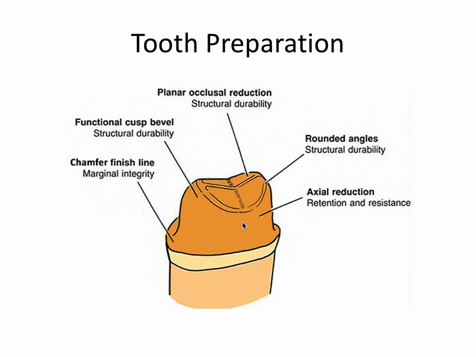The functional cusp bevel we just talked about, taking away a little bit extra tooth structure here, allows the crown material to be appropriately thick in an area that will be under the most occlusal function. The chamfer finish line is a type of margin. We'll talk about this later. And the axial reduction or axial wall we also talked about.